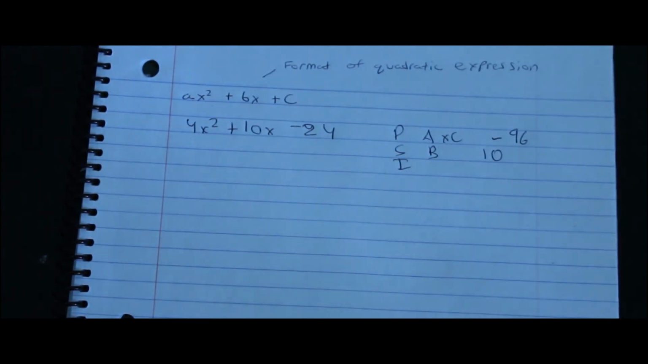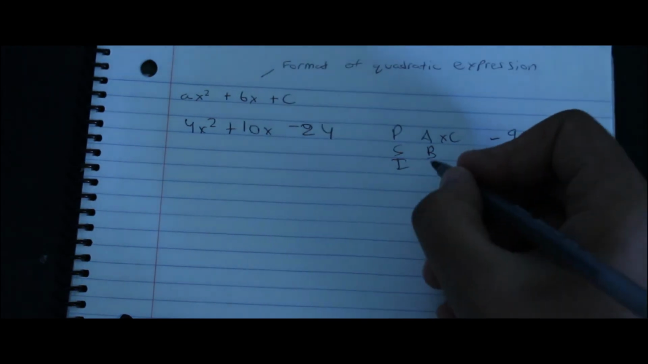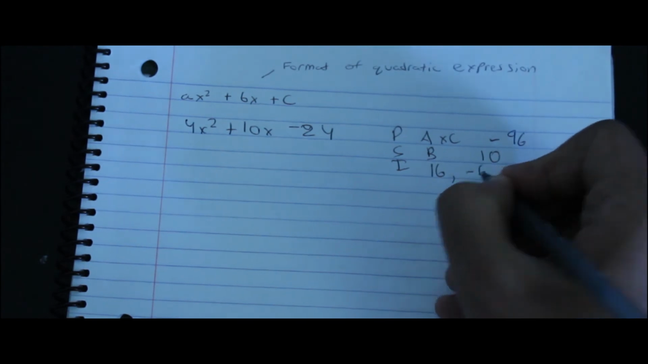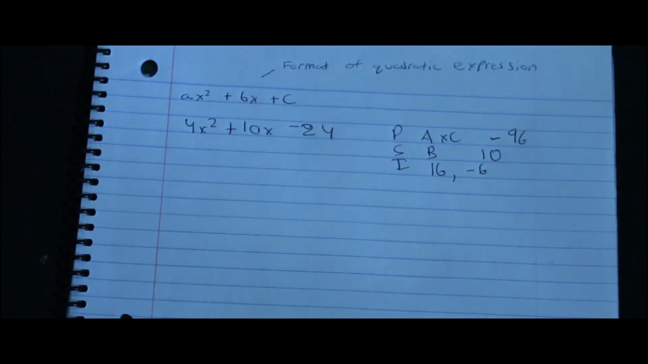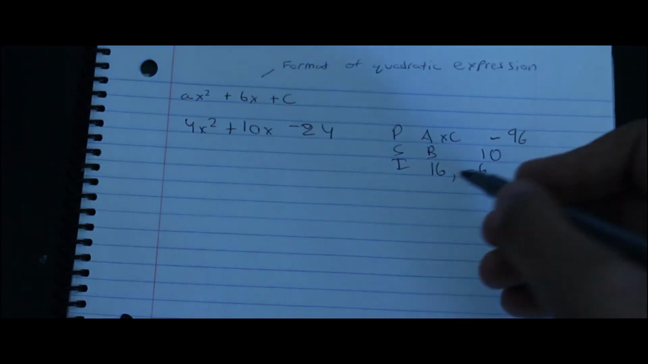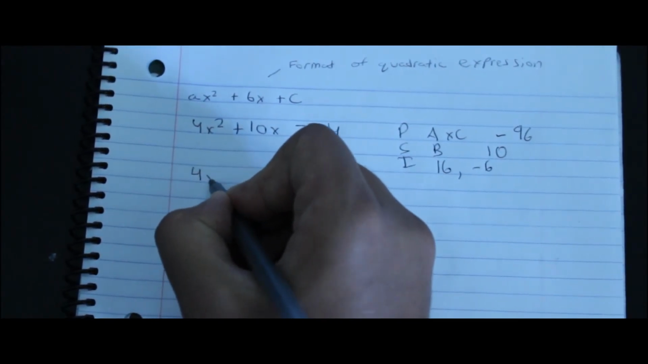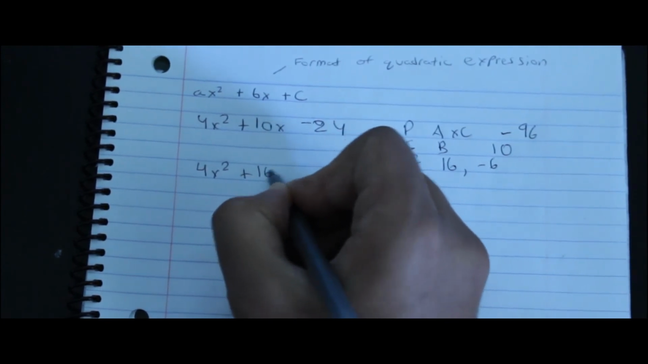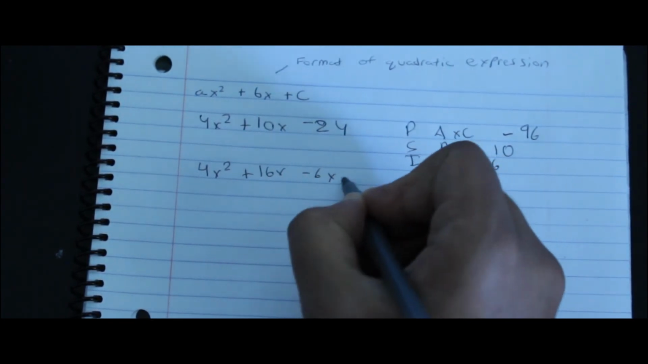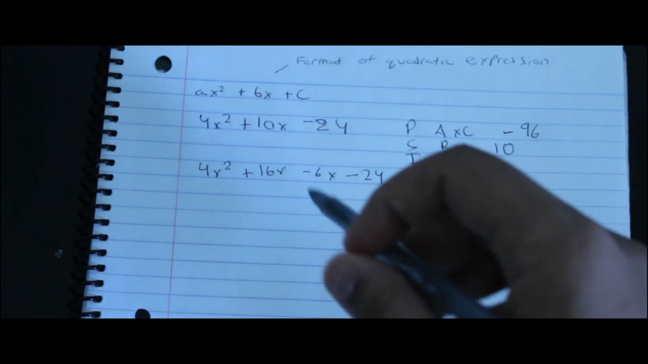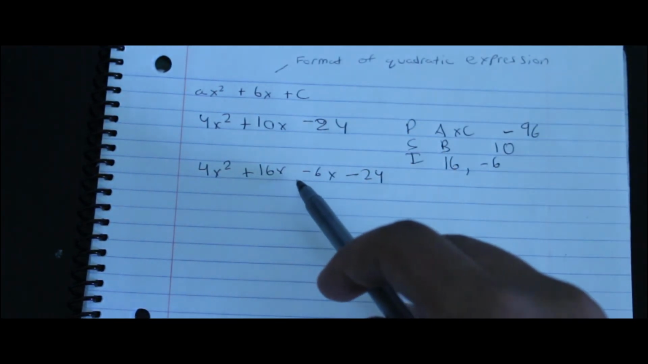Now you have to find integers. You have to find two integers that, when multiplied, equal negative 96, but add up to the sum of 10. In this case, the two integers would be 16 and negative 6. If the product is a negative number, that means one integer must be negative and one integer must be positive. Now what you do with the two integers is you put them in the place of this 10x. So you do 4x squared plus 16x minus 6x minus 24. As you can see, I replaced the 10x with 16x and minus 6x.